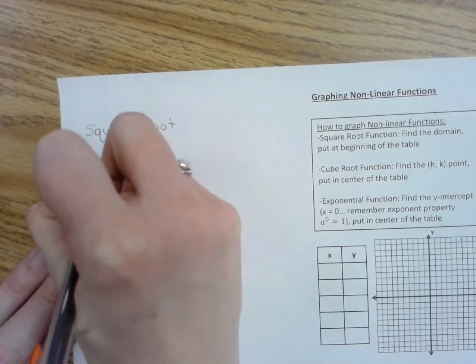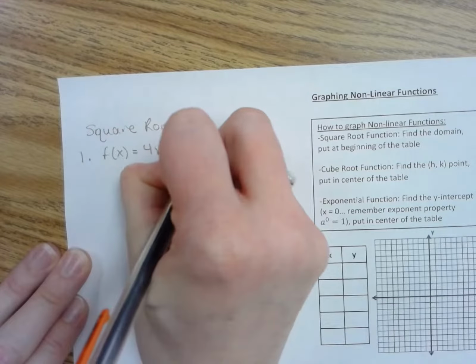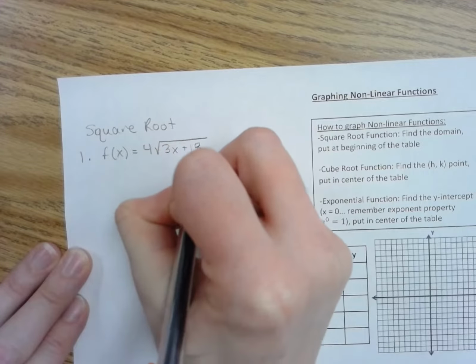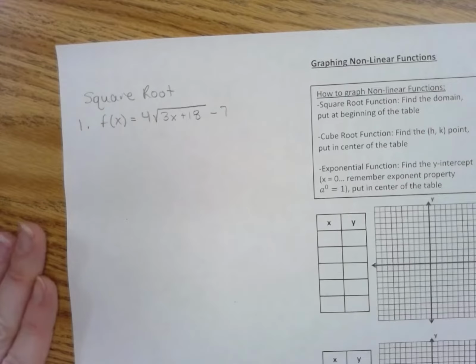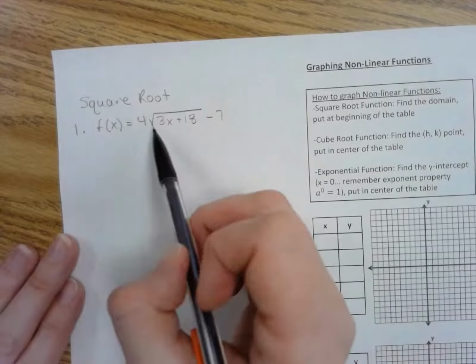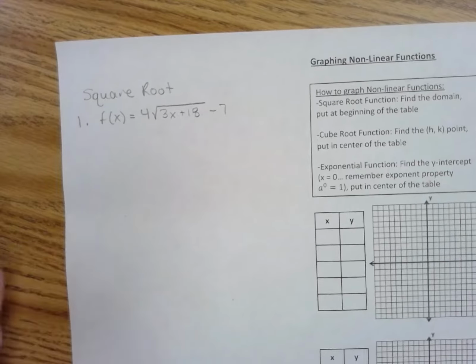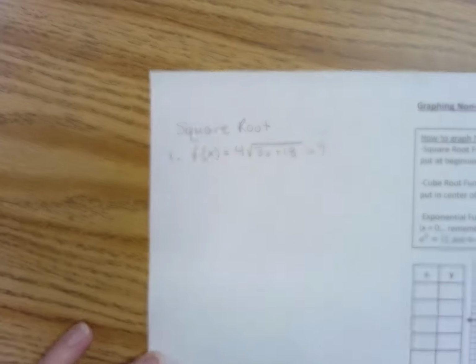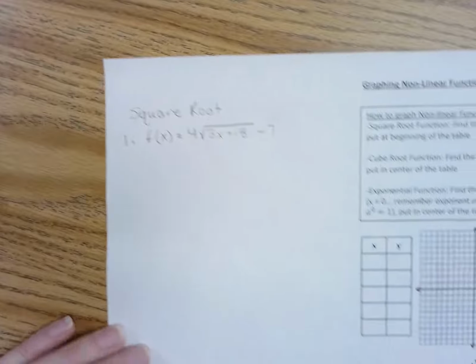Here we're going to have f of x is equal to 4 times the square root of 3x plus 18, and then on the outside a minus 7. We know this is a square root function because our variable is inside the square root symbol. Before we actually start graphing, let's practice finding the domain, because that's how we're going to find our starting point with these square root functions.